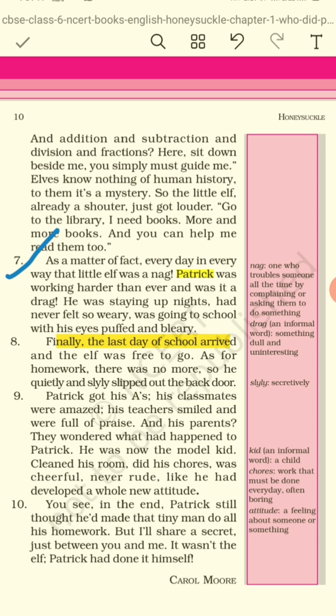But I'll share a secret. I'm getting back to the text. But I'll share a secret just between you and me. It wasn't the elf. Patrick had done it himself. So, an interesting story written by Carol Moore. So, in the end, the writer says that it's a secret that the homework was all done by Patrick himself.